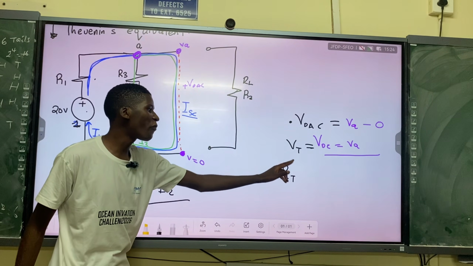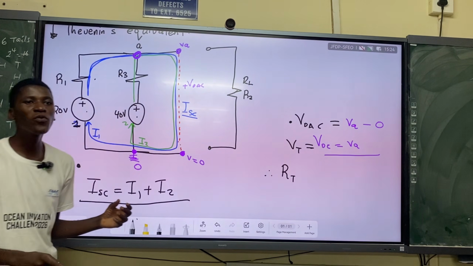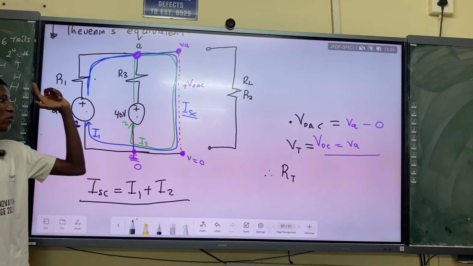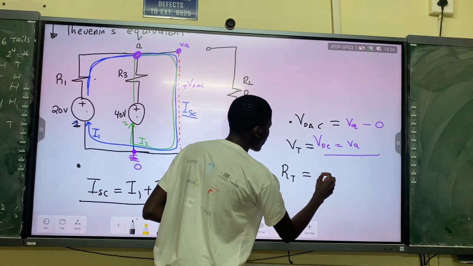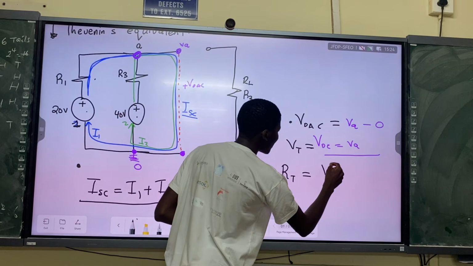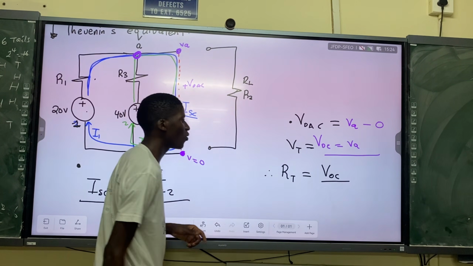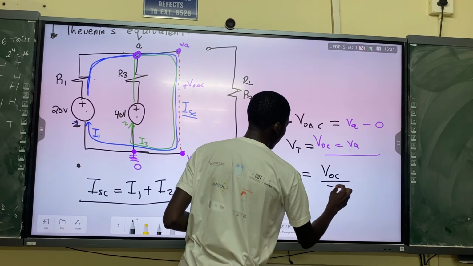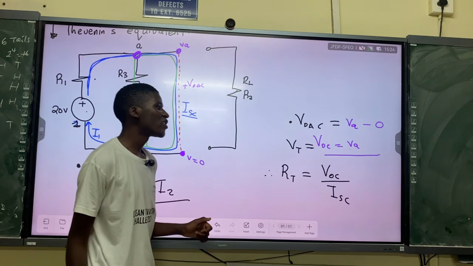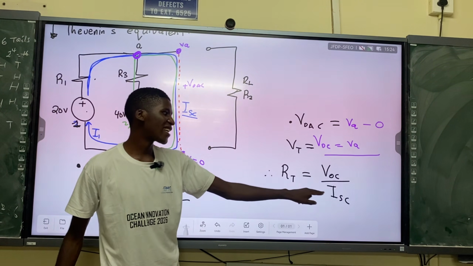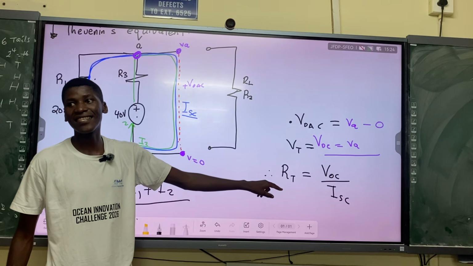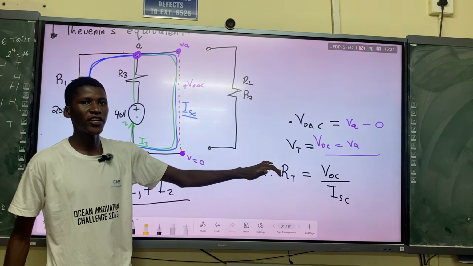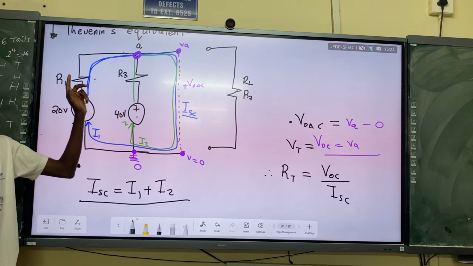So if we want to find the Thevenin's resistance, meaning we are trying to combine R1 and R3, what are you going to do? You are going to use Ohm's law and say the total potential, the Thevenin's voltage, over the short circuit current. So the Thevenin's voltage over the short circuit current will give you the Thevenin's resistance. So your RT is the Thevenin's resistance, which is the combination of R1 and R3.